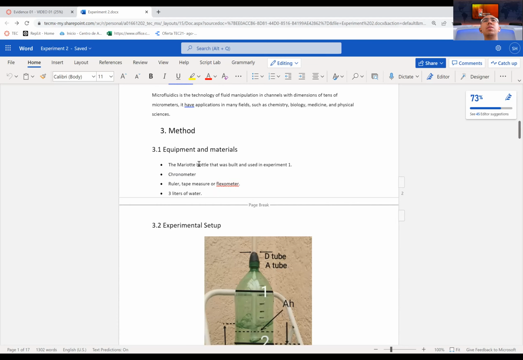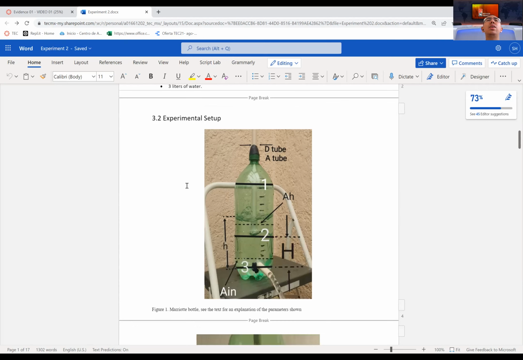For our equipment and materials, we have the Mariotte bottle that was built and used in experiment 1, a chronometer, a ruler, a tape measure or flexometer, and 3 liters of water. Right here we have our experimental setup.